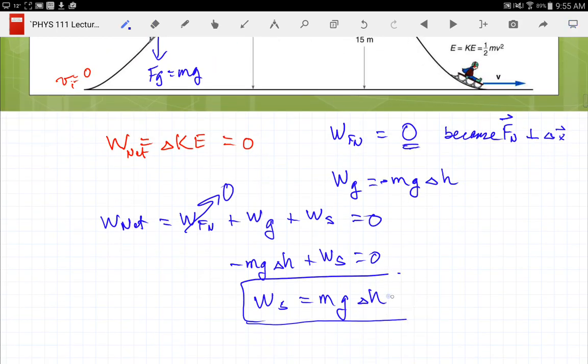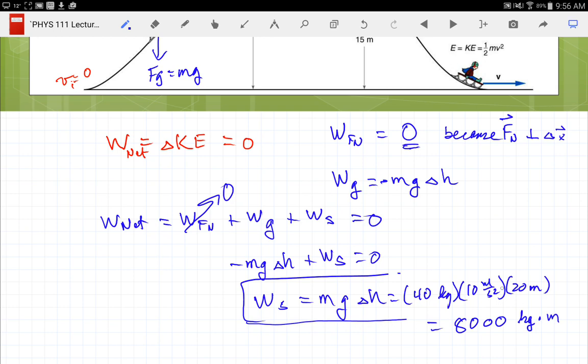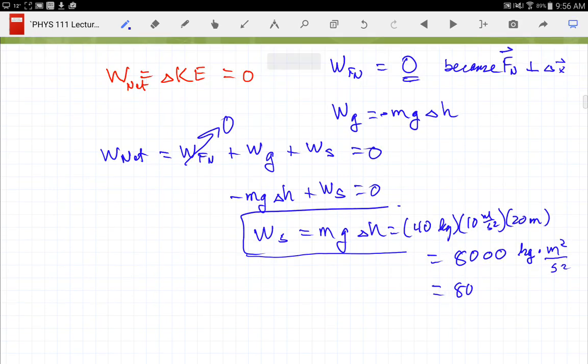So this is equal to 8,000, and if I put all the units in ugly fashion, that's kilograms times meters squared per second squared. What's the simpler way to write those units? Joules. So I was able to calculate the work she did to get him up there.